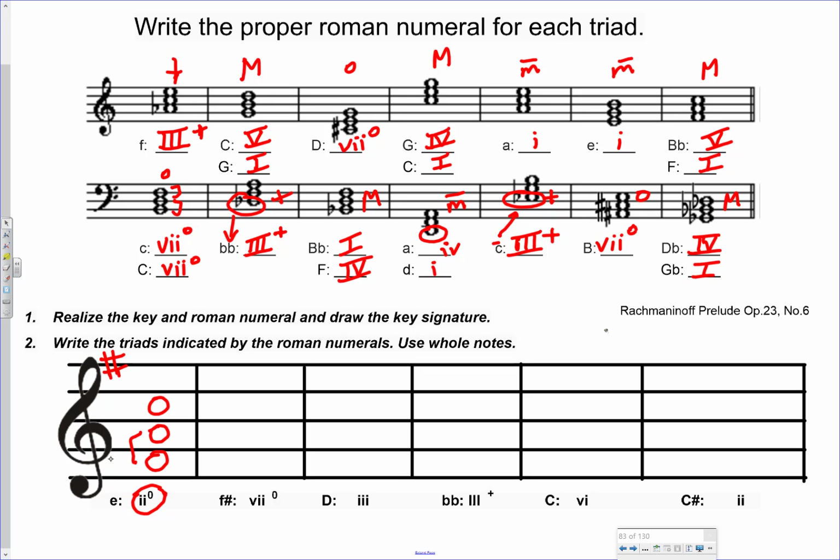F sharp to A is a minor 3rd. A to C is a minor 3rd. Congratulations, we just did the first example together. Try your hand at the rest. Good luck, college.